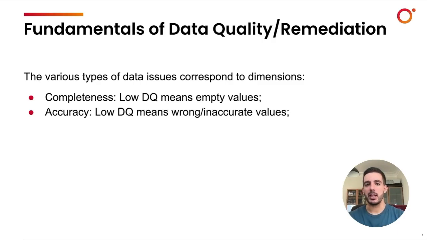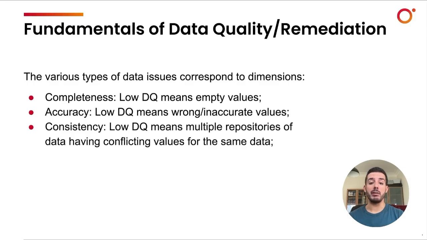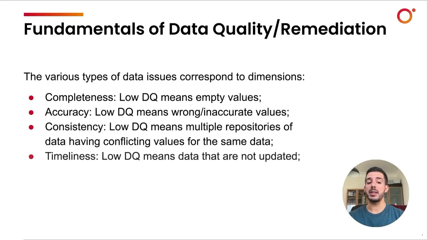For example, financial transactions where you have a price that is negative or that is zero, if that is not justified by a specific business rule or exception. Or consistency, right? Low data quality means that multiple repositories of data have conflicting values for the same data. The data are not consistent across repositories. Or, for example, timeliness, right? Low data quality, according to timeliness, means that the data are not updated. They have information that is outdated and that doesn't make sense anymore.